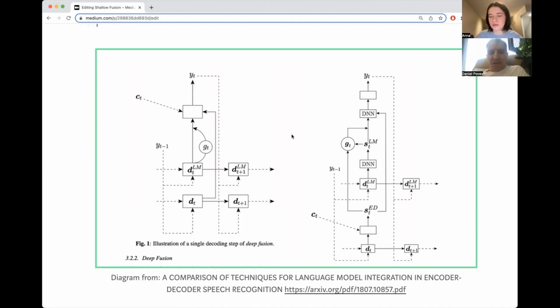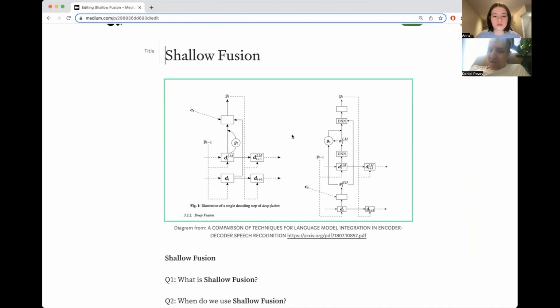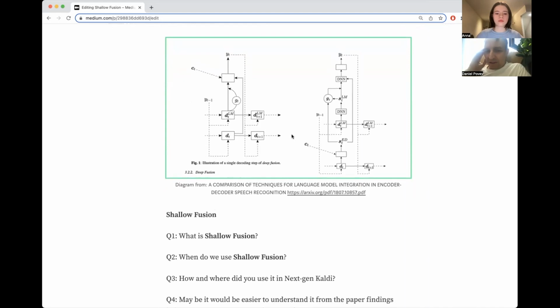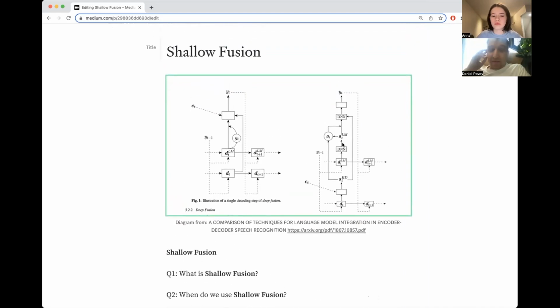Deep fusion. Let's not focus too much on this diagram. Deep fusion would mean different things for different models, but basically you input some kind of embedding from the language model, and some output layer of the network reads that in and does something with it. It makes training a little bit more complicated, but you would expect it to be a little bit better.